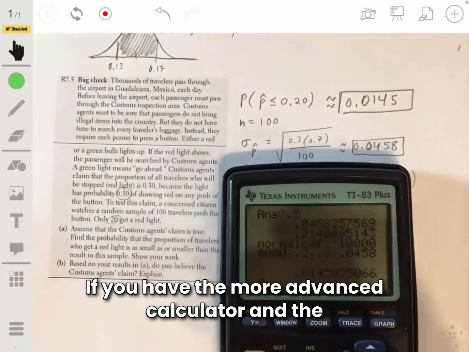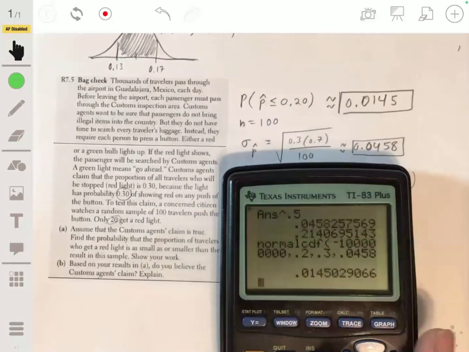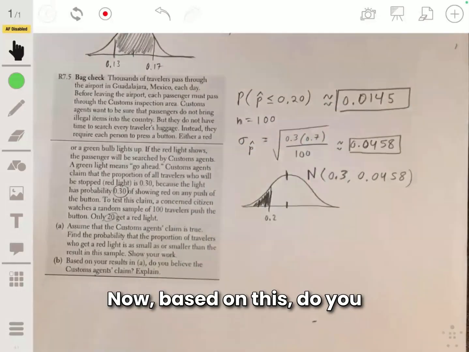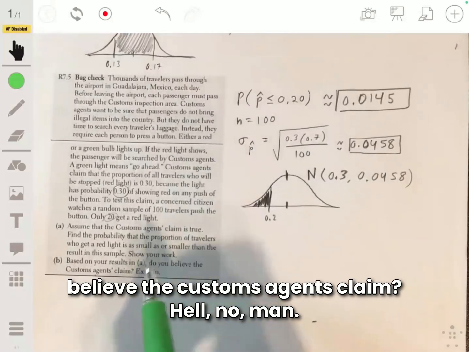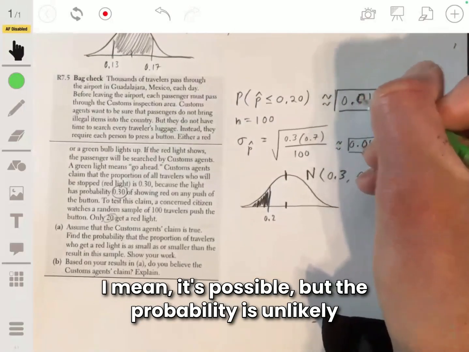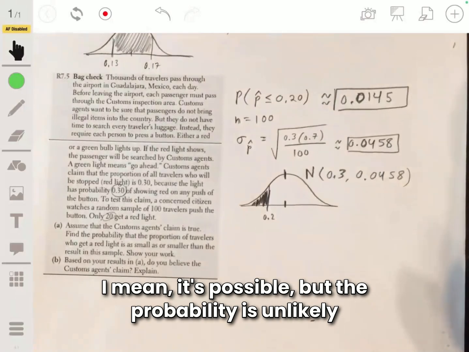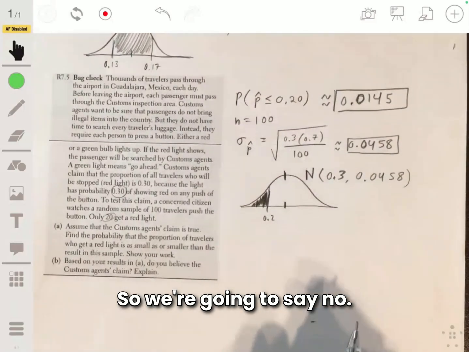Again, if you have the more advanced calculator and the newer version, it's easier to see the syntax. Now, based on this, do you believe the customs agent's claim? Hell no, man. This is 1.5%. They're probably lying. I mean, it's possible, but the probability is unlikely because it's, again, 1.5%. So we're going to say no.